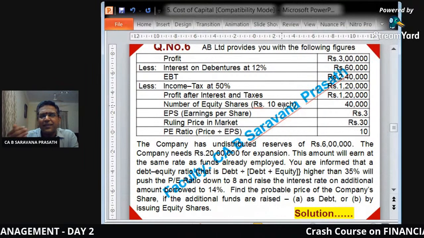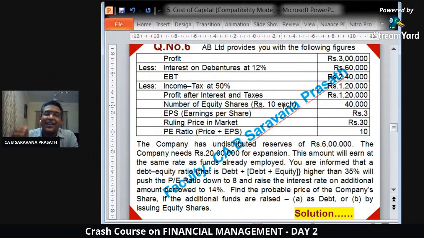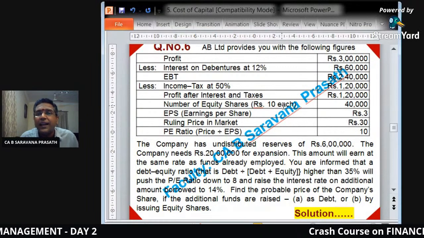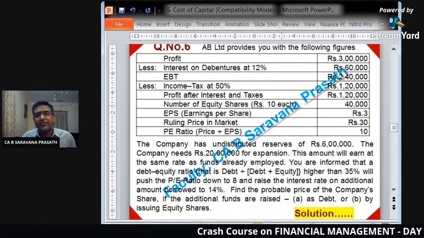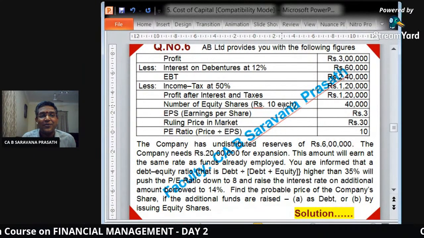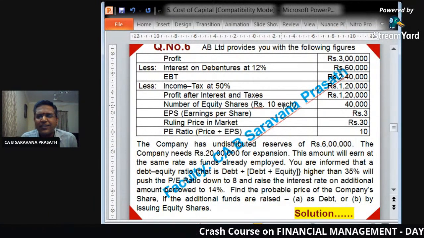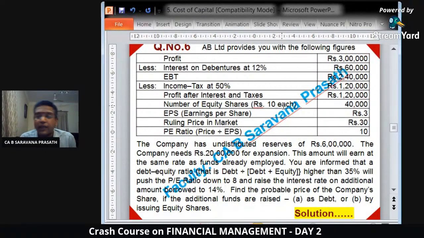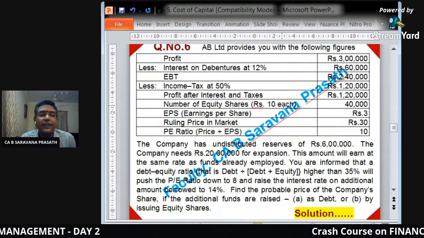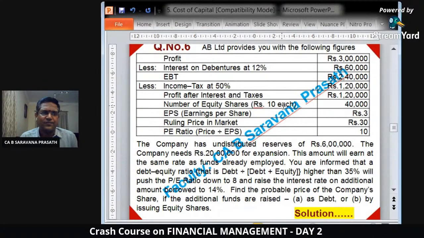The moment I read this information now, I understand the earlier line is actually profit before interest and tax. That is what is popularly called EBIT. Less interest at the rate of 12%, which means again I understand 60,000 divided by 12% is equivalent to 5 lakh worth of debt, 5 lakh worth of debenture. See, look at the thought process. Then EBT 2 lakh 40, less income tax at 50%, 1 lakh 20. So profit after interest and tax, very popularly called PAT, EAT, 1 lakh 20,000.